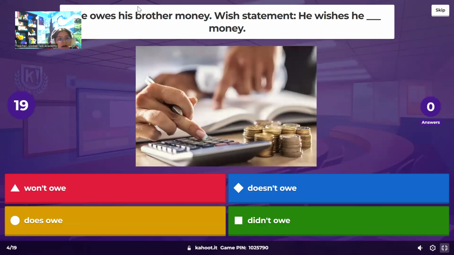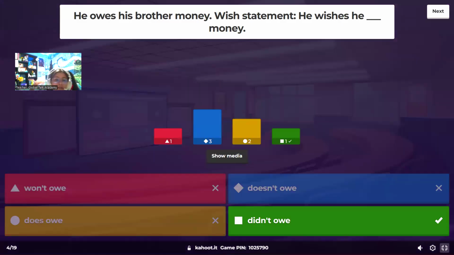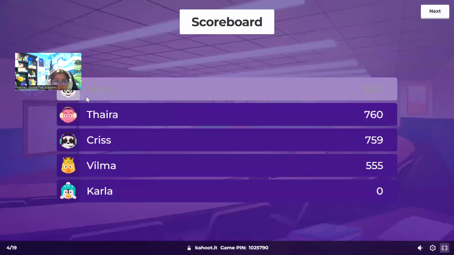So he owes his brother money. So he wishes he money. So one owe, doesn't owe, or didn't owe. He wishes he what? In this case is he wishes he didn't, right? Because it's the past. So he didn't. Okay, let's move on to the next one.